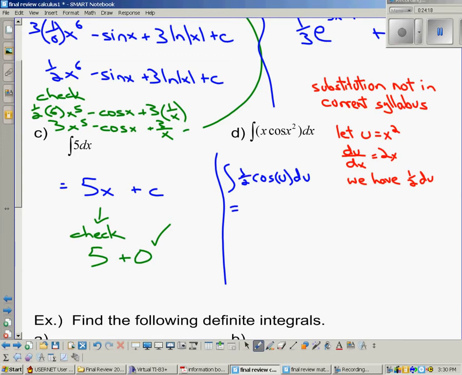This is easy for us to integrate. The integral of cosine is sine, and I'd have this half out front: half sine u plus c. So I integrate with respect to u here instead of with respect to x. And now I can just sub back in, since I know that u is just x squared: half sine of x squared plus c. Now you can double check that using differentiation. But again, it's probably not going to show up in your exam because it's not in the current syllabus.